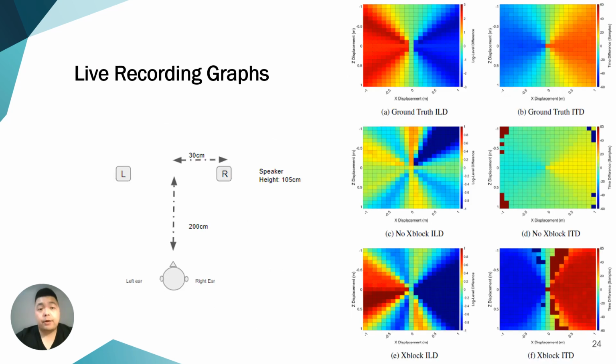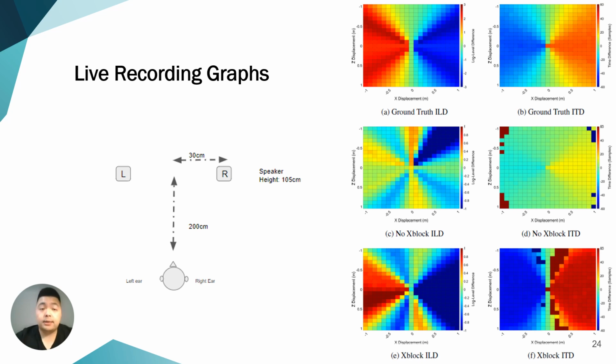Here we have a sample of the ILD and ITD measurements from this particular dummy head position. The top row is our ground truth, recorded from the audio one would directly hear from headphones. The second row is from binaural audio playing from the two loudspeakers normally, without Xblock applied. The third row is binaural audio playing from the two loudspeakers with Xblock applied.